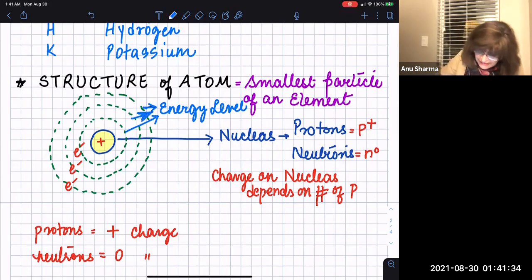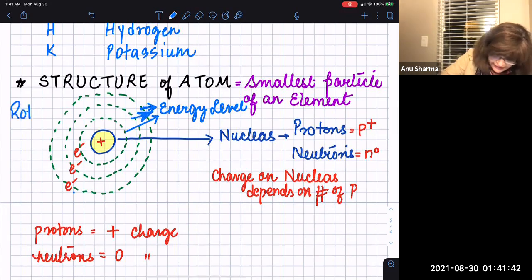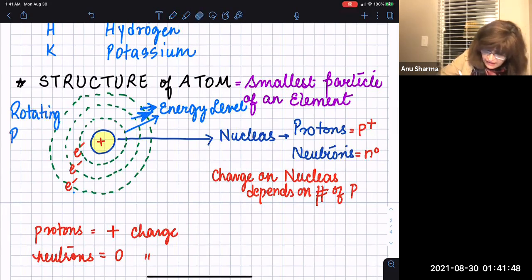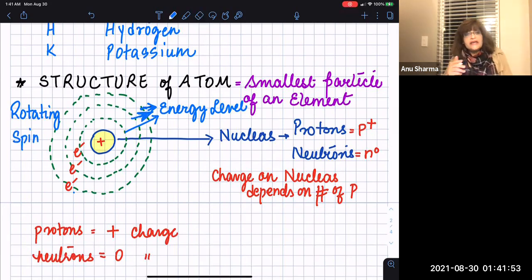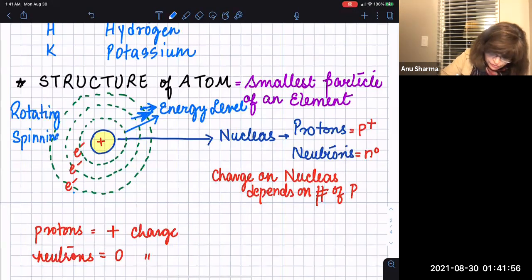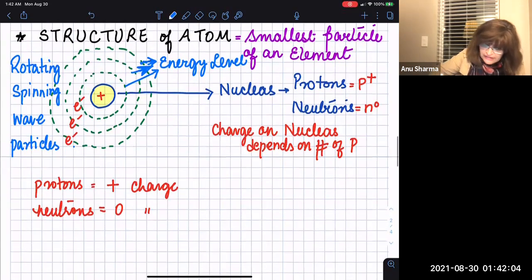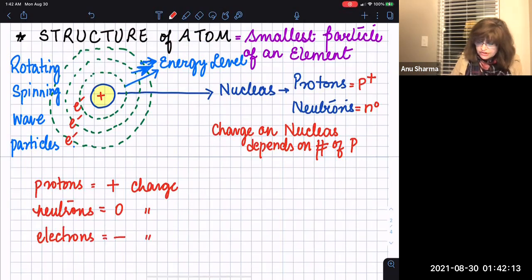Okay, now these electrons, what are they doing? They are spinning. The electrons are rotating, and they are revolving, or rather, they are spinning on their axis. So when they are rotating and spinning, it means they also exist as waves, and they also exist as particles. Okay, and the electrons have a negative charge. Electrons are negatively charged.